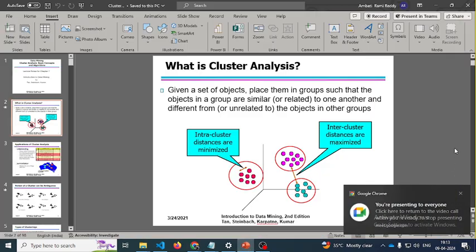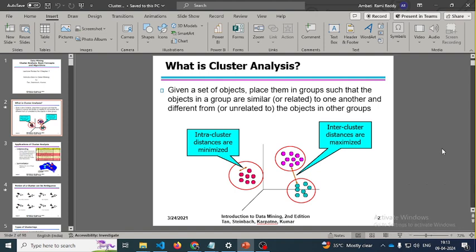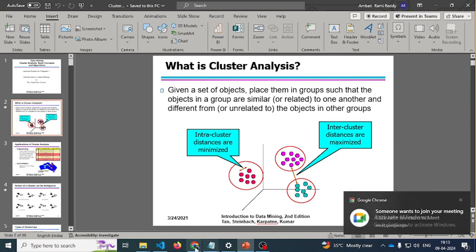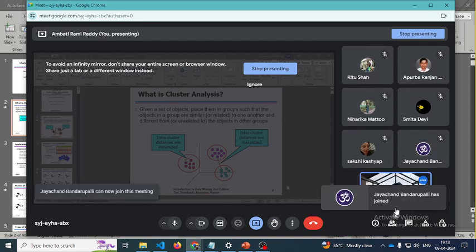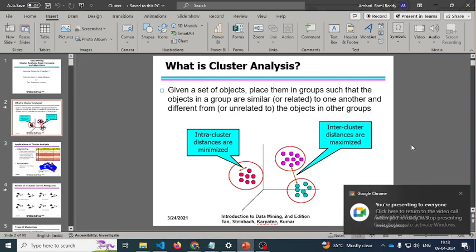So actually we are in the week 11 live session. I hope you have gone through the week 11 lecture videos and other TA sessions. In this session we will discuss some basic fundamentals about cluster analysis. The other TAs discussed some Python code related to clustering, so we will see some basic fundamentals about cluster analysis.